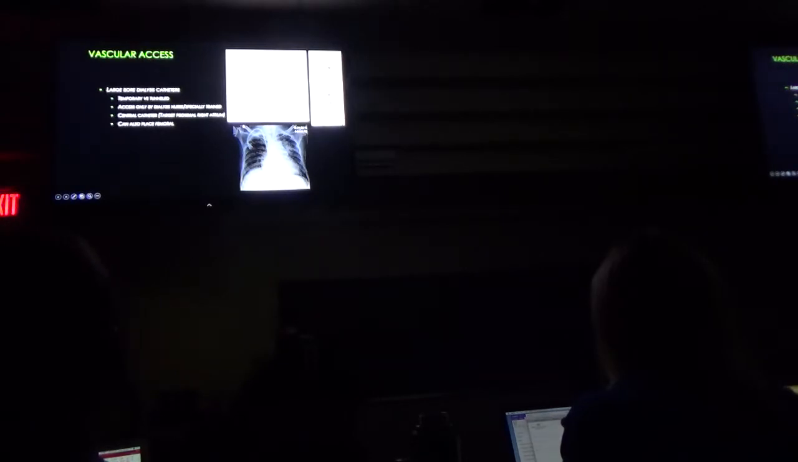Again, this is just another picture of the large bore dialysis catheter. Same area, it's just tunneled in. We initially put the nick here and then tunneled it through and placed it.